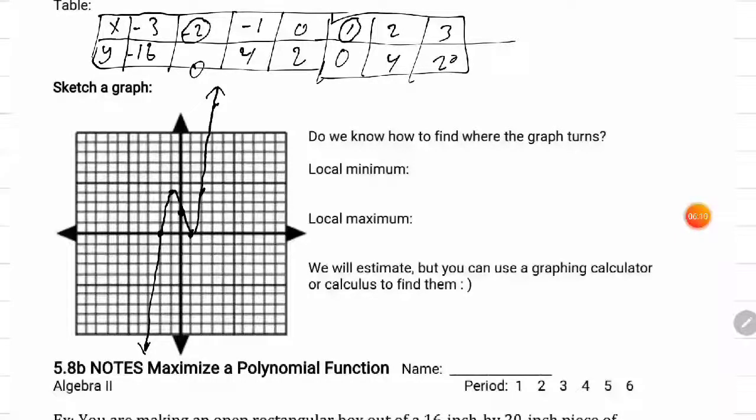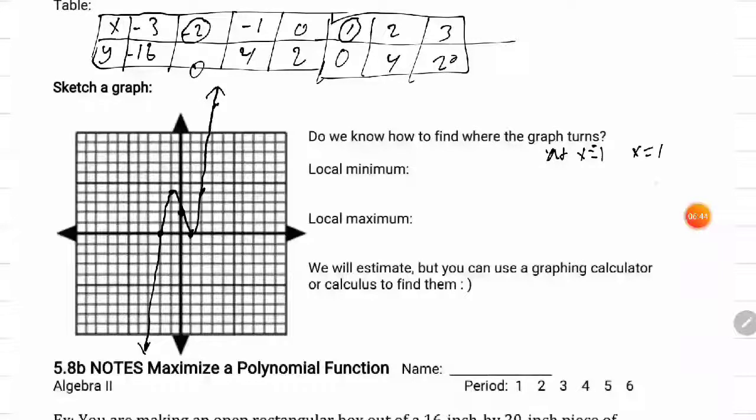So do we know where the graph turns? Yes, we do. Well, actually, it's an estimate. It turns at x equals 1, or x equals -1. Sorry. So notice how the graph turns at x equals -1, and then it turns at x equals +1. So that's just an estimate based on what we have for our graph.